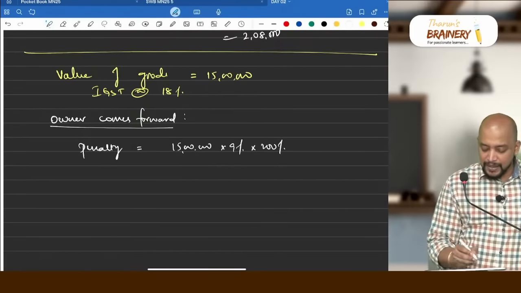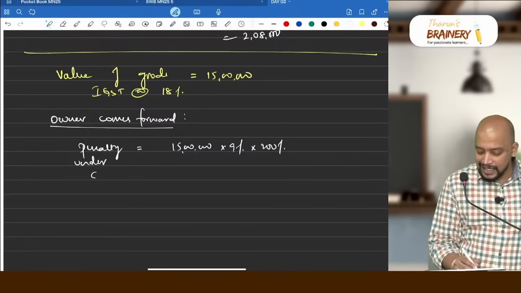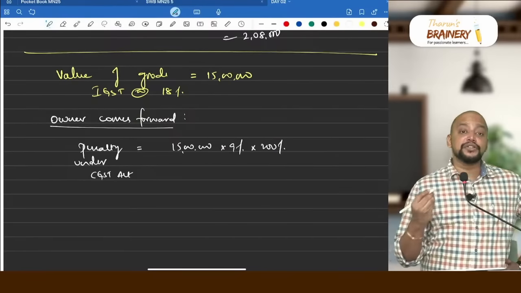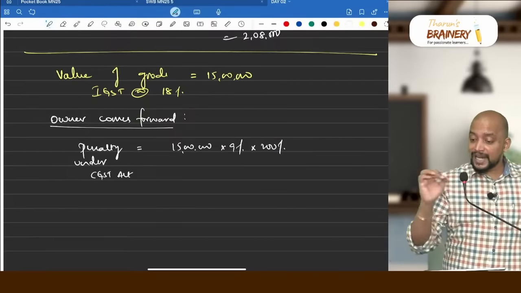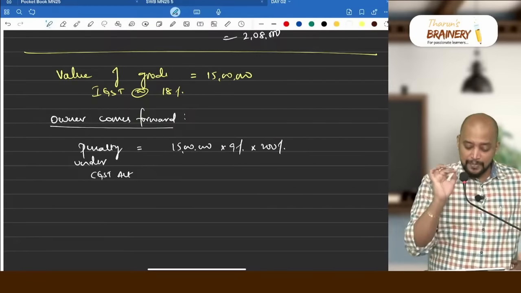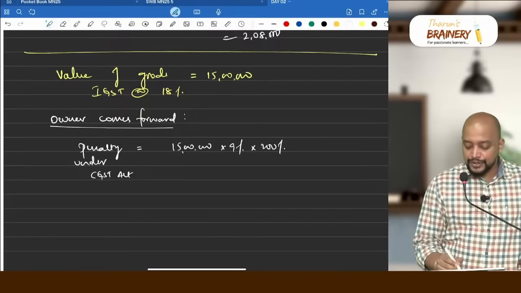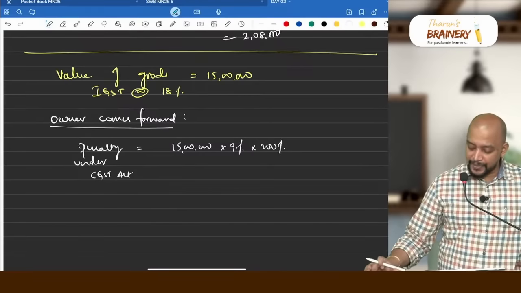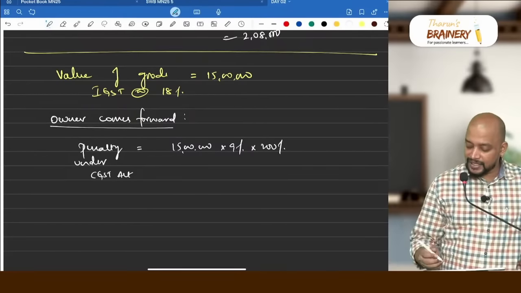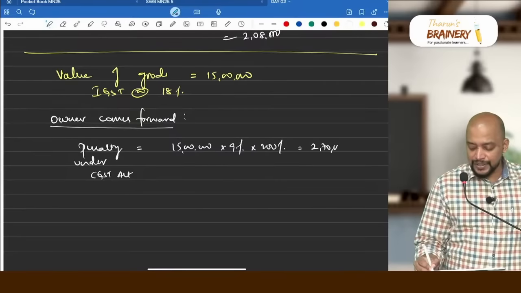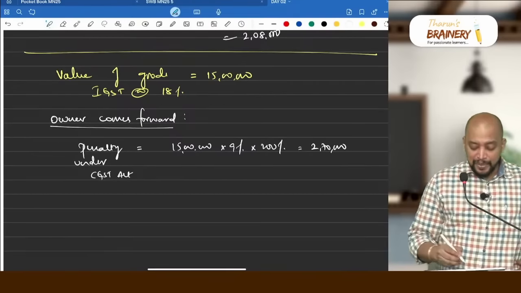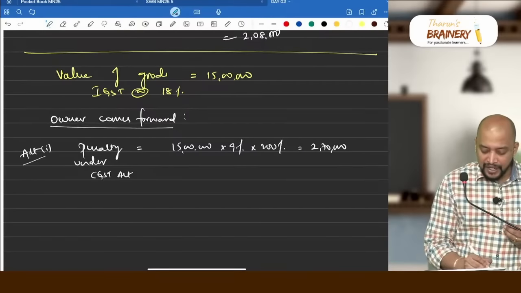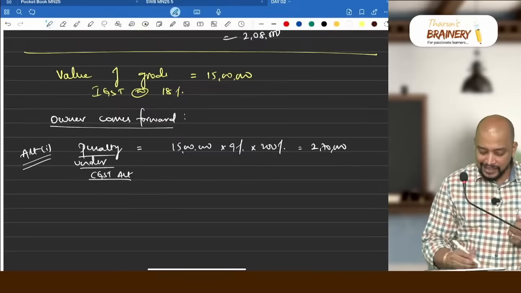So this is the penalty under the CGST Act. Now in the question, or in an MCQ, they will clearly give: compute penalty under the CGST Act. When they say penalty under the CGST Act, you do it like this only. So 15 lakhs into 9% into 200%. 15 lakhs into 9% is 1,35,000, into 200%, that is 2,70,000. Suppose they are asking for penalty, like alternative 1, they may give penalty under the CGST Act like that.